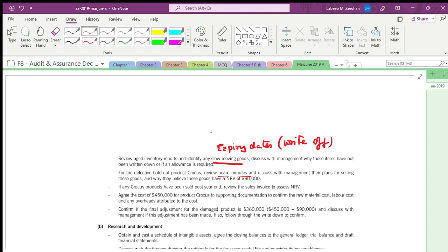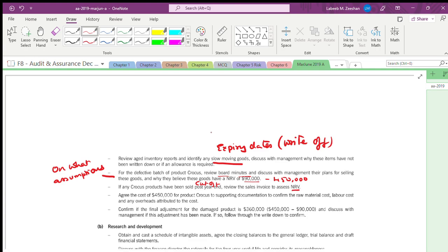Definitely they have arrived at what figure? They said that the value is 450,000. They are going to sell it at 90,000. What is the basis of arriving at 90,000? In other terms, on what assumptions? If any products have been sold post year, then after the year end cutoff, review the sales invoice with respect to NRV.